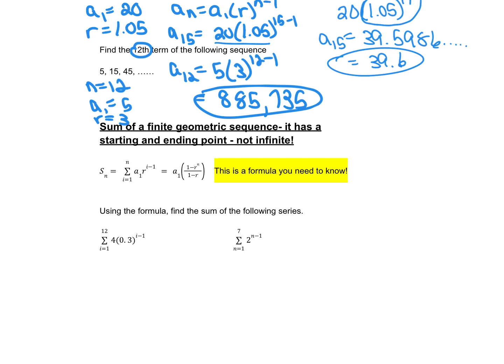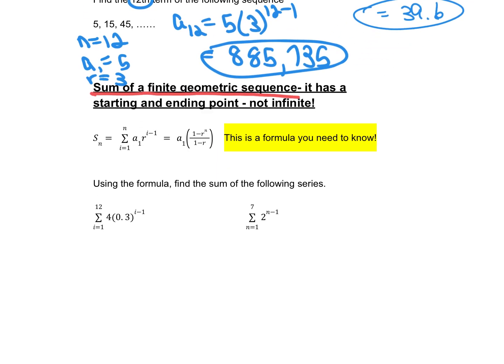Oh, and hey, look at that. Guess what? It's another formula. Okay, so if we want to find the sum of a finite sequence, that means it has a starting and an ending point. It does not have an infinity. This is the formula that you need to use. Okay, so we're focusing in here. So this is what's going to be given to you, and then you're going to have to use that information in order to find your sum.